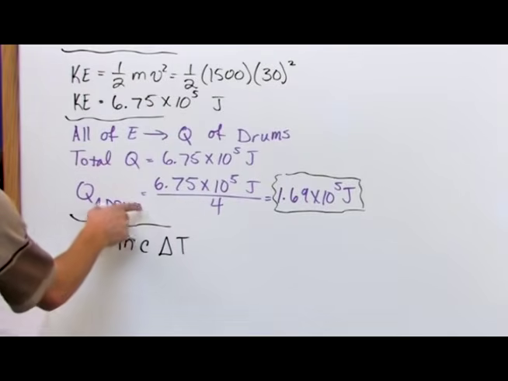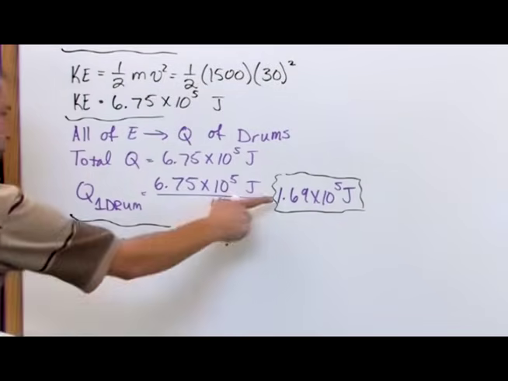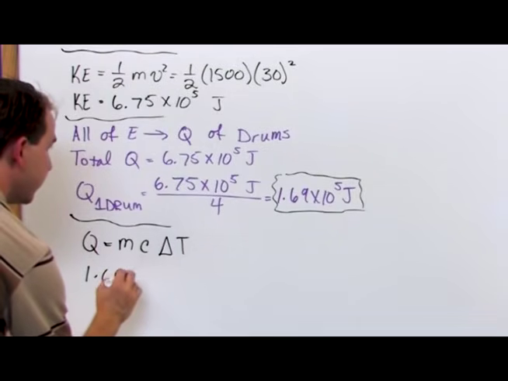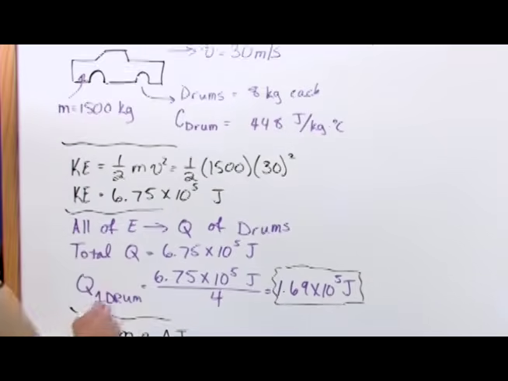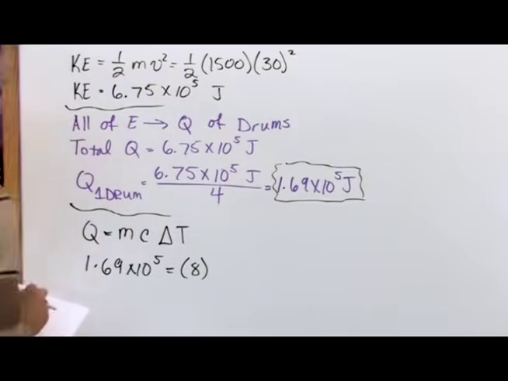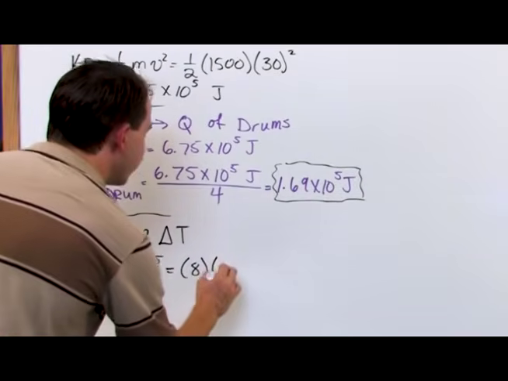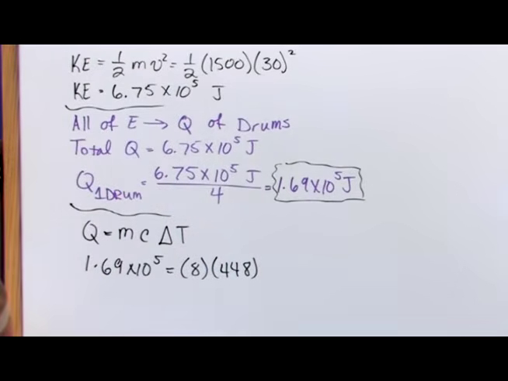So we know for one drum, because the problem says how much does the temperature increase in each of the drums? So we know each drum receives 1.69 times 10 to the 5 joules. We know that each drum from way back up here is 8 kilograms, because that was given in the problem. We know that each drum is made of iron, and the specific heat of iron is 448. Now, all our units are consistent with joules, kilograms and degrees Celsius.